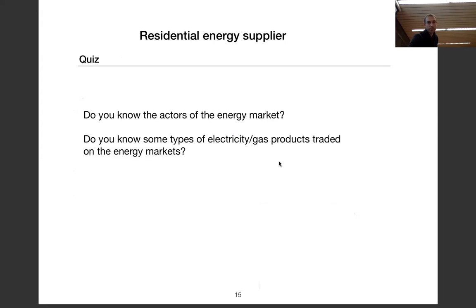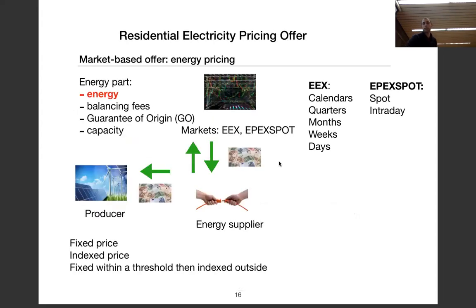So you already know the actors of the energy market. We already talked about that. So now we focus on the energy sub-component. So only the energy. If you look at the energy market here, as an energy supplier, you can buy energy on the energy market. You can buy different kinds of energy products. So you can buy calendar products.